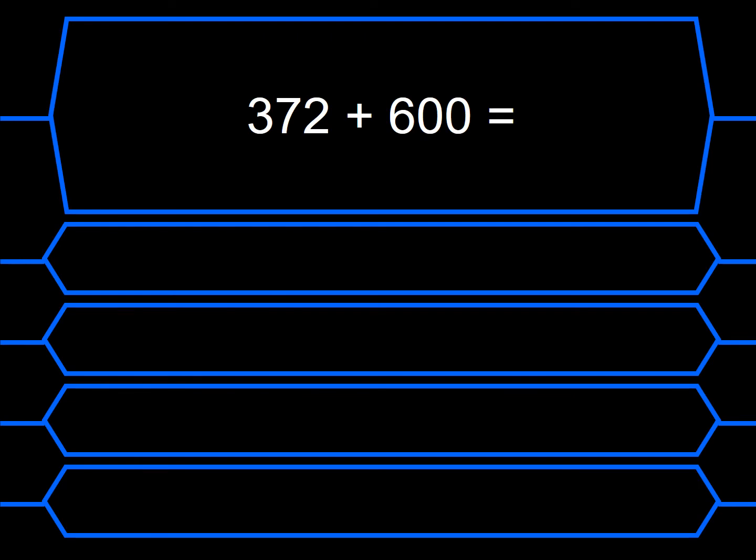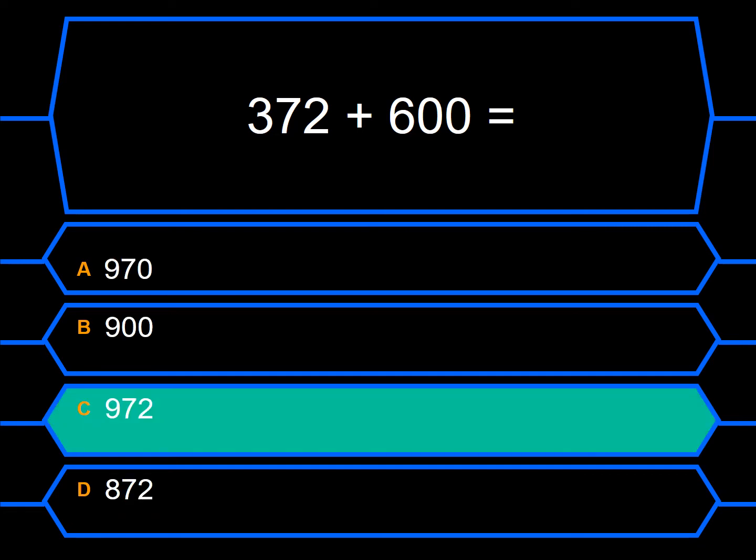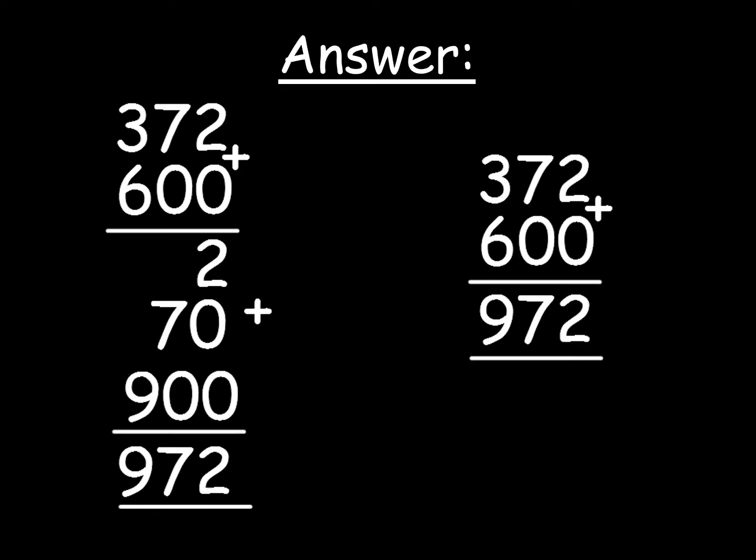372 add 600. Does it equal A, 970, B, 900, C, 972, or D, 872? Pause the video, have a little go. The answer was C, 972. Well done, you're already up to £300.